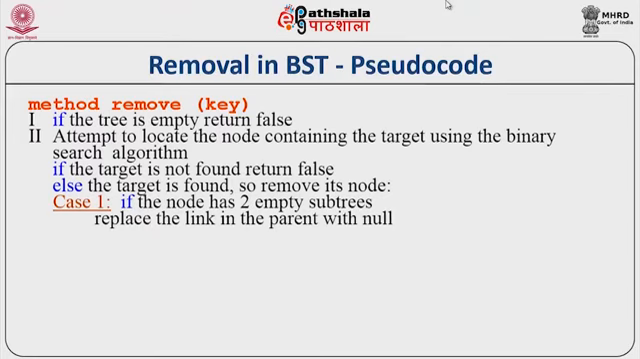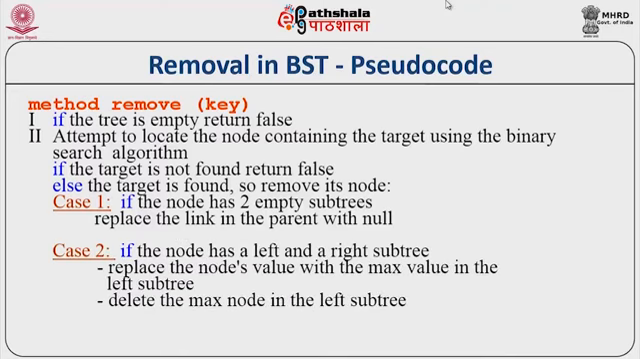If you have to remove the node, if the node has 2 empty subtrees, you replace the link in the parent to be null. We have discussed this again, we are just summarizing it. If the node has the left and right subtree, we have taken the third case first, replace the node's value with the maximum value in the left subtree.